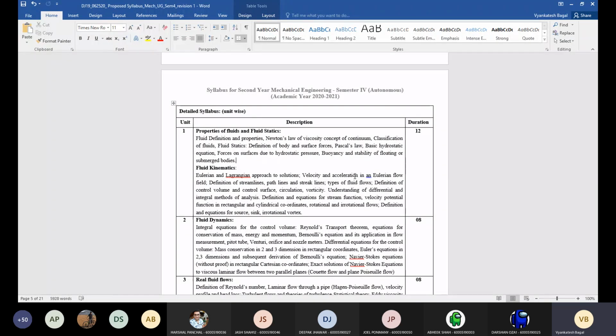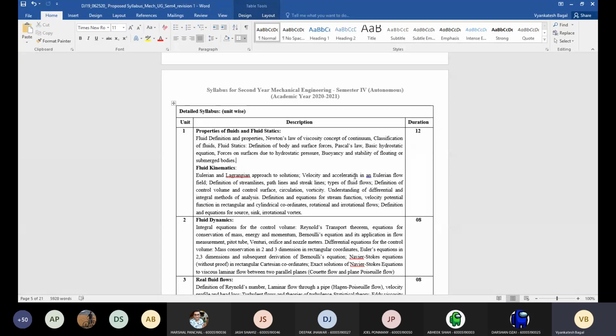There are two ways by which you can describe the fluid motion. One is called the Eulerian approach and another is called the Lagrangian approach. You must have heard these words in mathematics, Euler and Lagrangian, right? So these two approaches we are going to discuss in fluid kinematics.